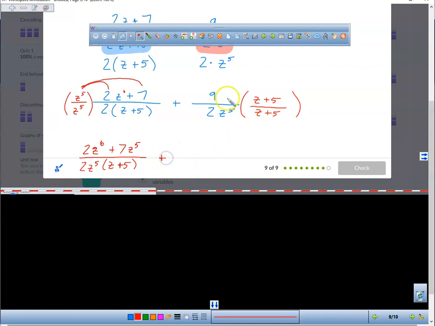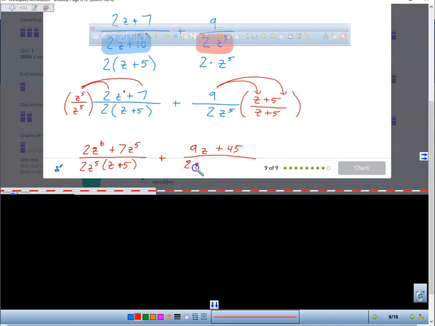Plus, what do you think I'm going to do with this 9 right here? Just take that 9 and distribute it. So what is 9 times z? 9z. 9 times 5. 45.